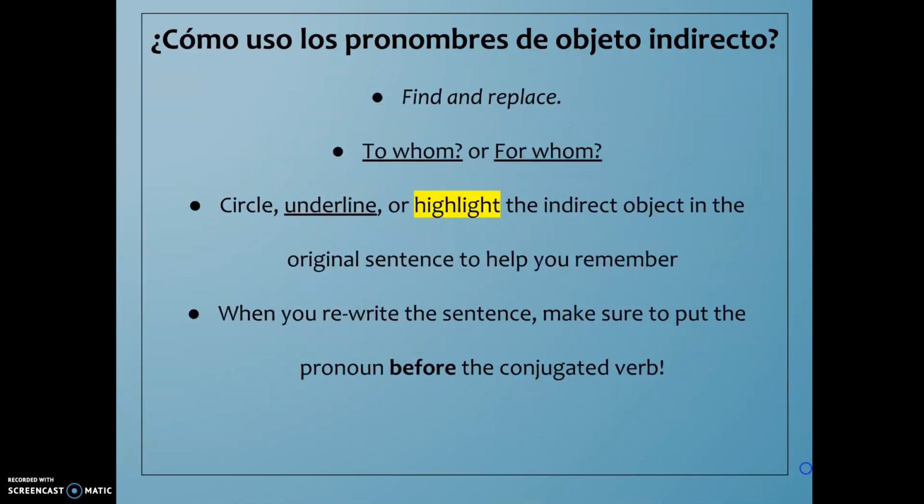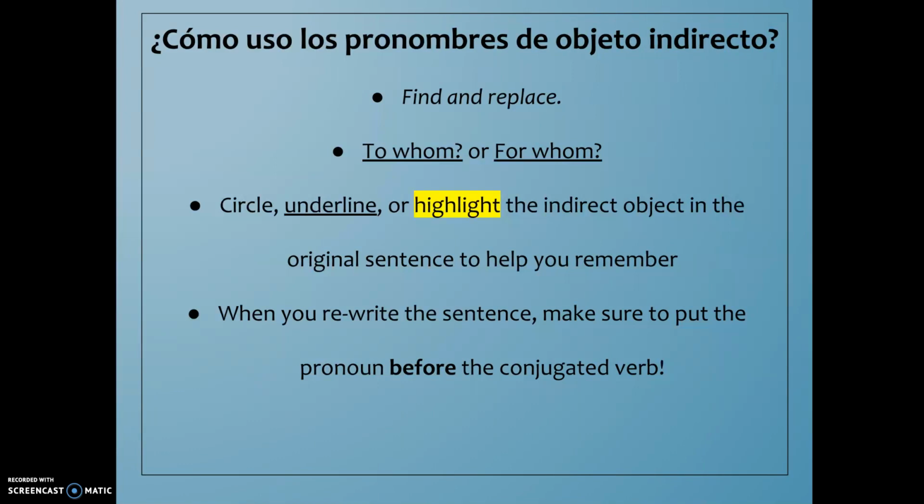Just like with the direct object pronouns, you should put these in front of the conjugated verb in the sentence. Once again, we're focusing on finding and replacing them in a sentence, and you're looking at to whom, a, and then someone, or for whom, para, and then someone. And you'll usually find these words towards the end of a sentence. You may find sometimes a direct object before an indirect object. You want to make sure you circle, underline, or highlight the indirect object in the original sentence to help you remember. And once again, a reminder that when you rewrite the sentence, you want to be certain to put the indirect object pronoun before the conjugated verb and to be consistent on that point.